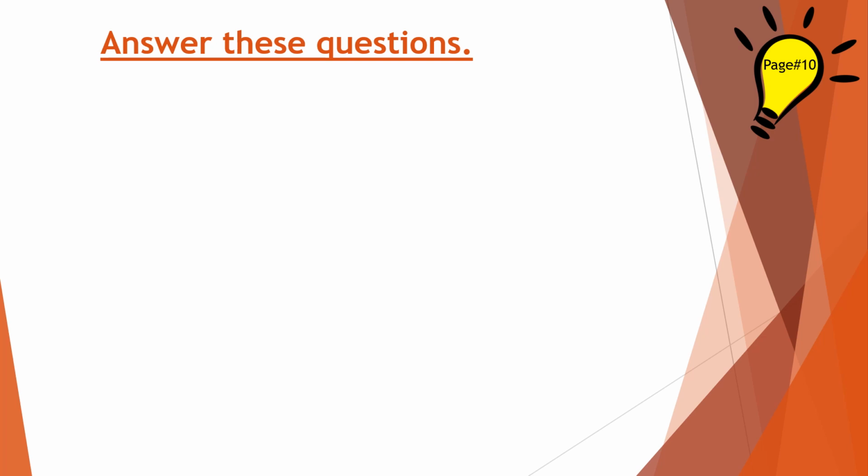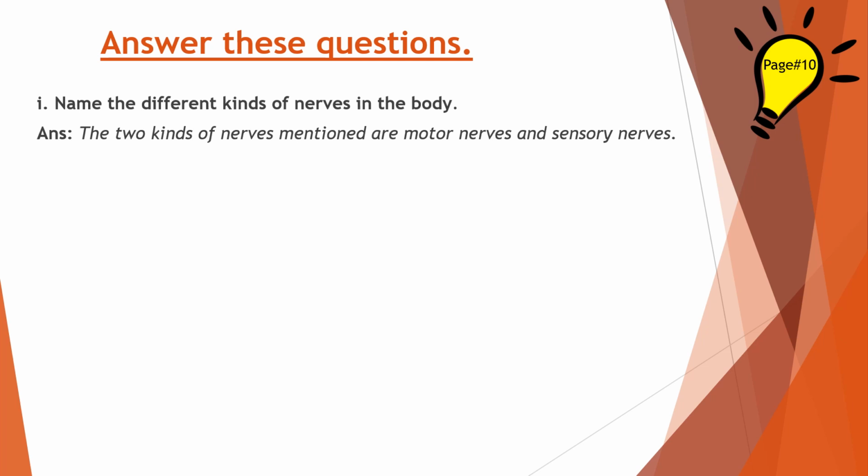We will discuss answers of the questions given on page number 10 of your book. The first question is, name the different kinds of nerves in the body. We have discussed two kinds of nerves in the lesson. Now we will write their names. The two kinds of nerves mentioned are motor nerves and sensory nerves.